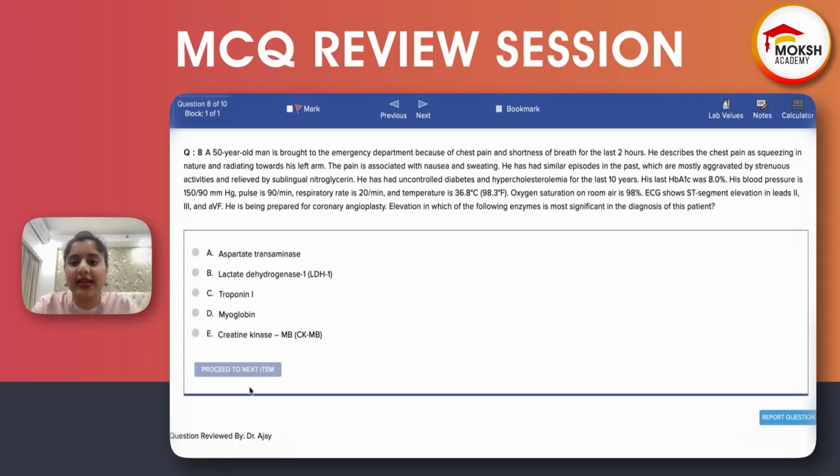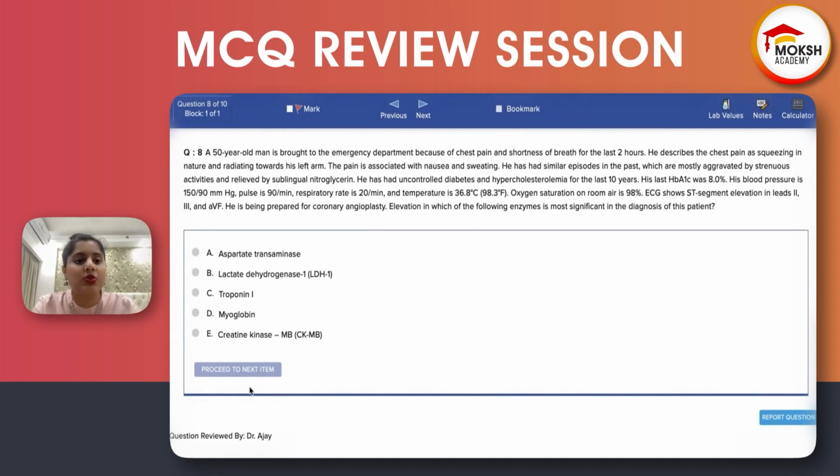Elevation in which of the following enzymes is most significant in the diagnosis of this patient? A 50-year-old man is brought to the emergency department because of chest pain and shortness of breath for the last 2 hours. He describes the chest pain as squeezing in nature and radiating towards his left arm. The pain is associated with nausea and sweating. He has had similar episodes in the past, which are mostly aggravated by strenuous activities and relieved by sublingual nitroglycerin. He has had uncontrolled diabetes and hypercholesterolemia for the last 10 years.